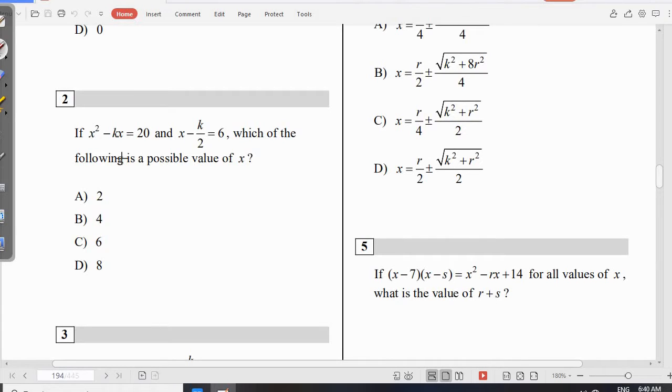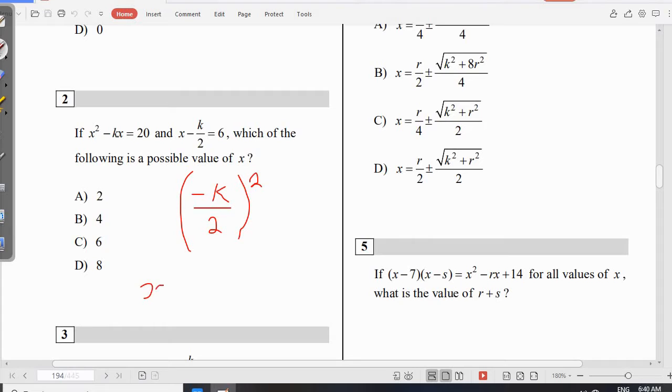So the very first thing, remember what we said we should do, getting this into this form, and then getting half the coefficient of x. Half the coefficient of x is minus k over 2. We have that. Then we square this and add it to both sides. Now you know what you're going to have on this side.